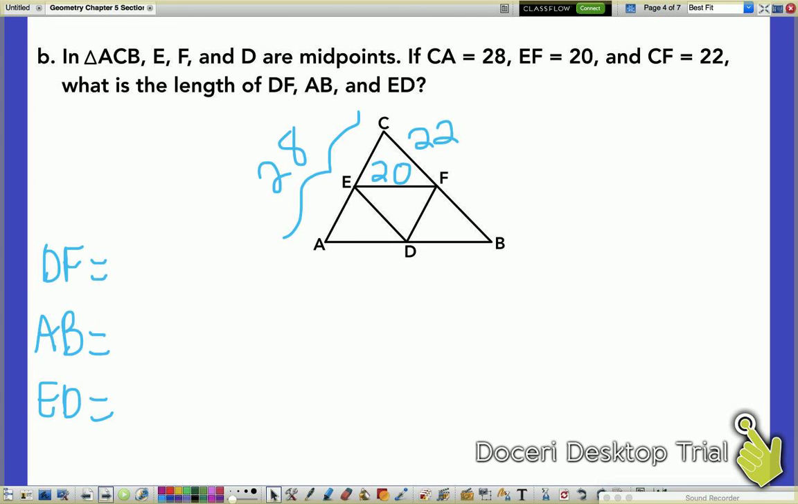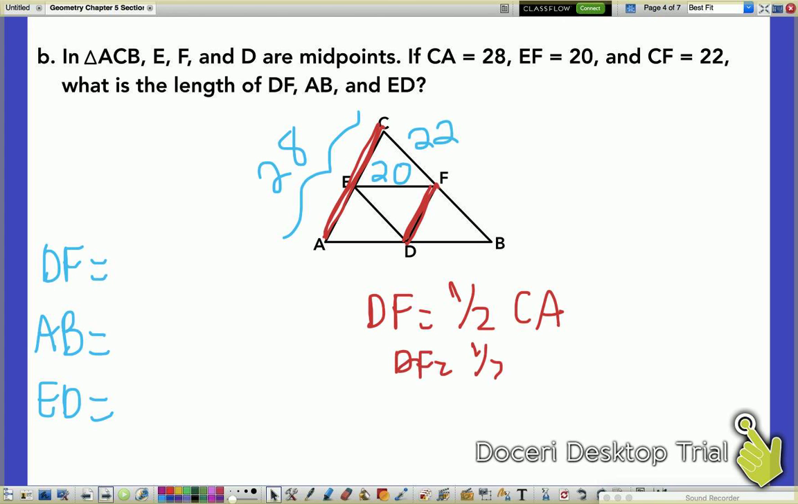So DF would be the mid-segment corresponding with that base. Okay, so CA is 28. DF is half of CA. So DF is half of 28. So that would be 14.